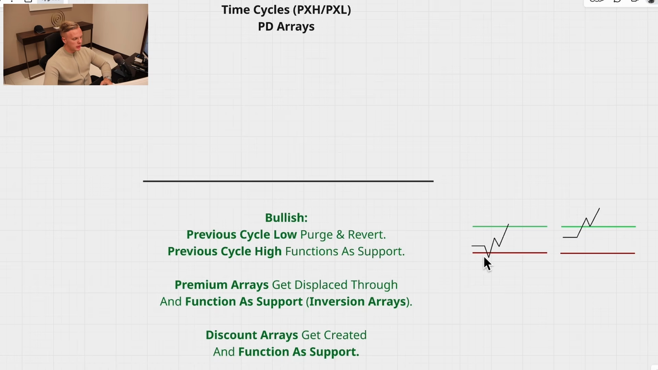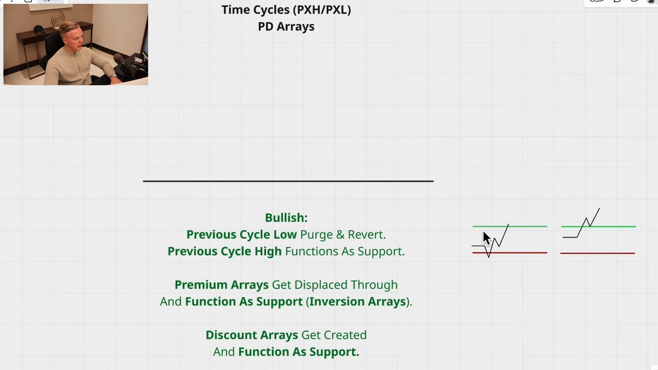As this sell side liquidity is being taken out, what we'll be looking for is the signs of a reversal to take place. When these signs are in fact in play, what we can be anticipating is that the market is likely going to revert towards the opposing side of liquidity. This opposing side of liquidity is resting above the previous cycle high. This is buy side liquidity. This is a bullish purge and revert, and this takes place in bullish environments.